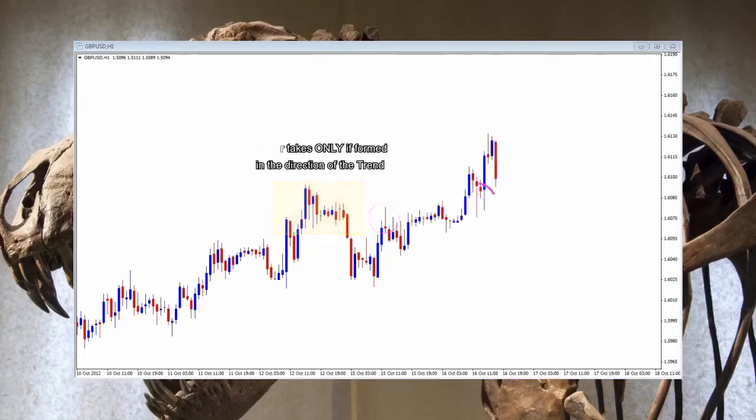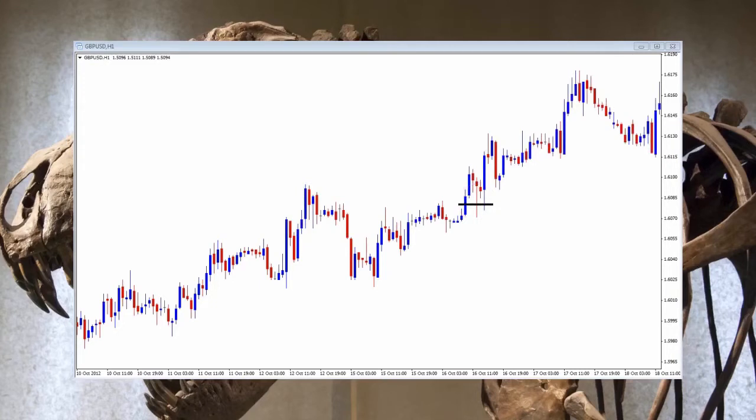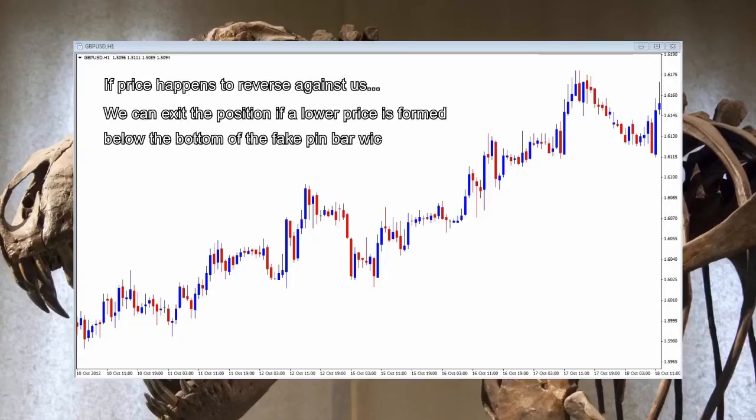However, we then see another pin bar which is in the direction of the trend, and therefore traders can look to trade this fake pin bar by going long after this candle has formed, placing a stop slightly below the low of the fake pin bar wick. That way, if price happens to reverse against us and move down while we are in a long position, we can exit the position if a lower price is formed below the bottom of the fake pin bar wick.